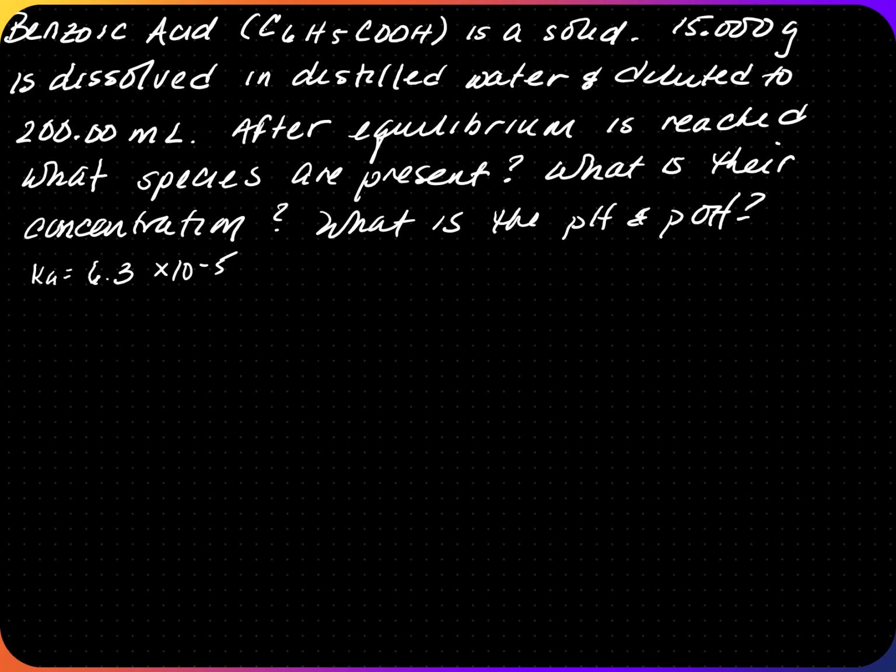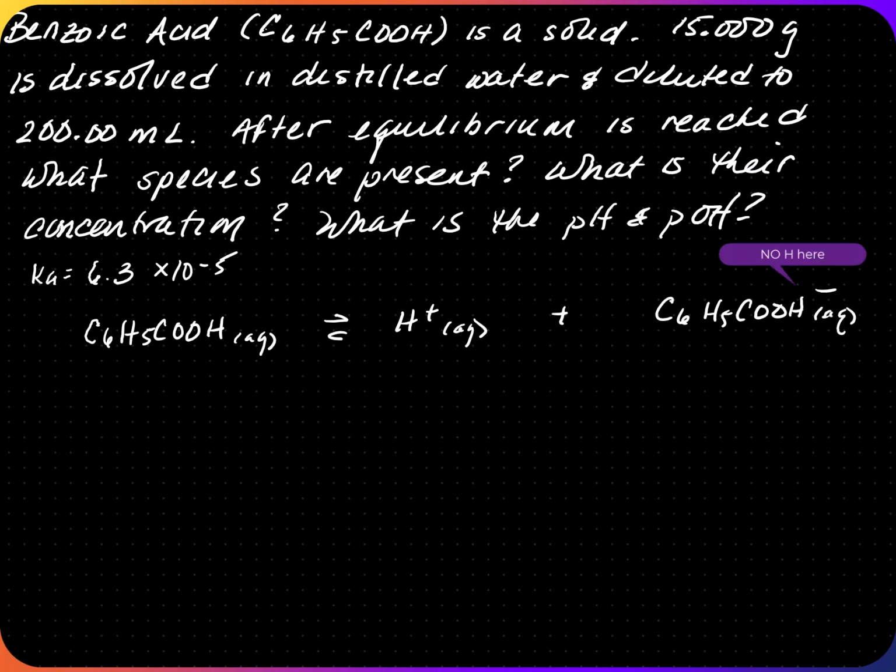Pause the video, solve this problem on your own, and then check your answer. Since Ka is provided, you want to write the dissociation of the acid. And this one is benzoic acid, so we start with C6H5COOH (aq). It's going to dissociate into H plus (aq) plus C6H5COO minus (aq). We're going to do an ICE table because we're looking for equilibrium.